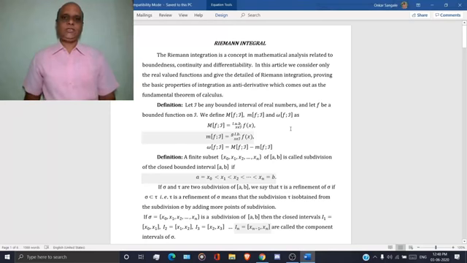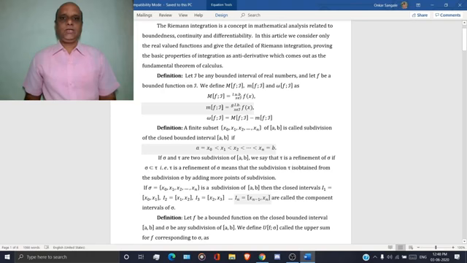Today we will see the second part of the article Riemann integral. In the first part, we have seen some definitions, theorems and examples regarding this. We will just review what we have seen first.